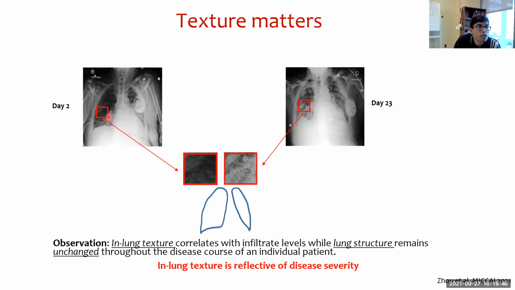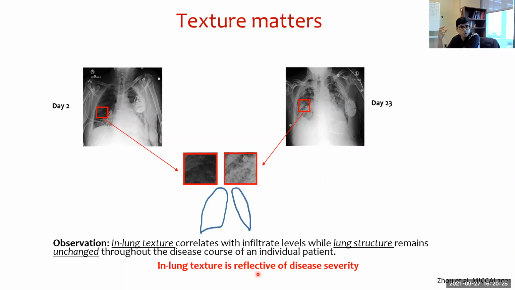Now, as you can clearly see here, we have the disease patterns. The first one is the disease on day 2, and the second one is the disease on day 23. We can clearly see that the infiltrates are at a different concentration, or a different level, on day 2 and day 23, but the lung structure is similar across both these days. The observation here is that the in-lung texture correlates with infiltrate levels, while the lung structure remains unchanged throughout the disease course of an individual patient. So what this tells us is that the in-lung texture is essentially reflective of disease severity.